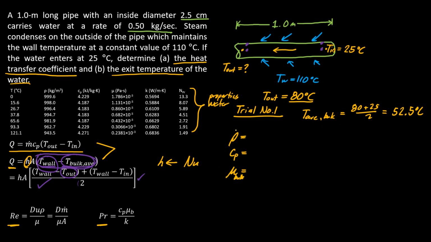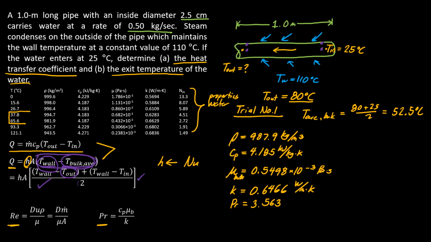So here we will be obtaining the density of water at the bulk temperature, heat capacity at the bulk temperature, viscosity at the bulk temperature, thermal conductivity at the bulk temperature, and the Prandtl number. Thankfully, we won't be needing to use this equation because the Prandtl number for water is already tabulated here. So we will be performing an interpolation between these values because 52.5 is in between these two.